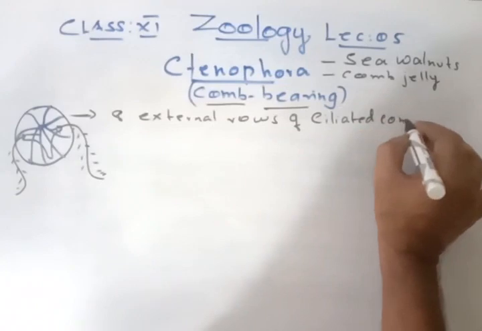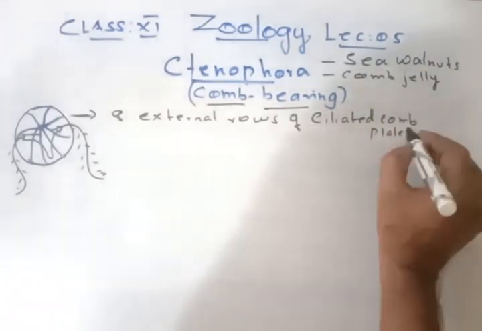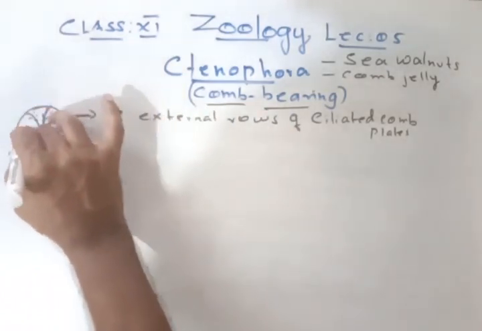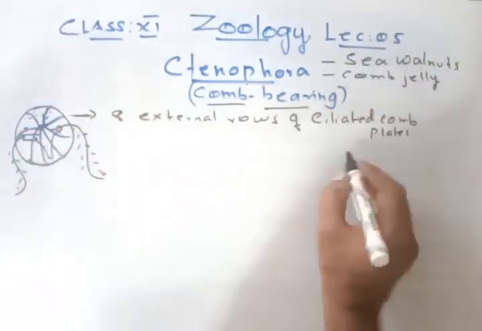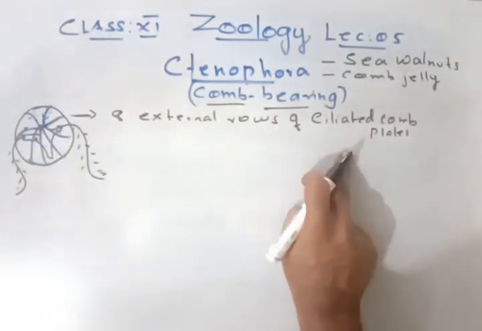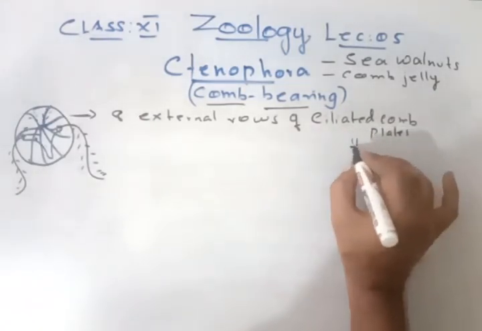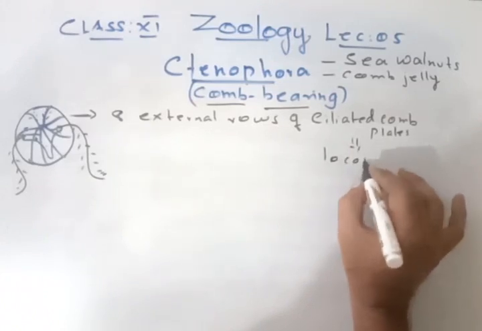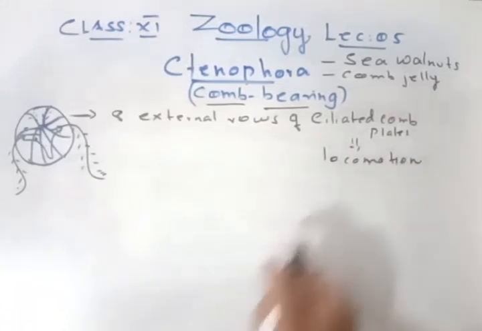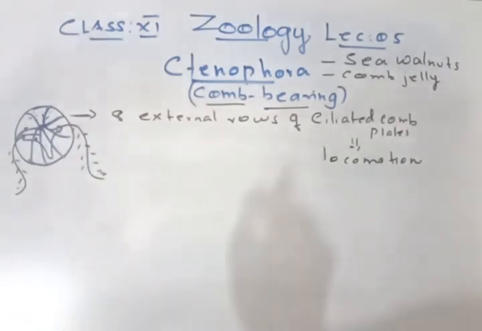Ciliated comb plates, so all of these have cilia in them. So 8 rows of ciliated comb plates will be there. And these comb plates are used for locomotion, for movement. This is the first characteristic of Ctenophora.